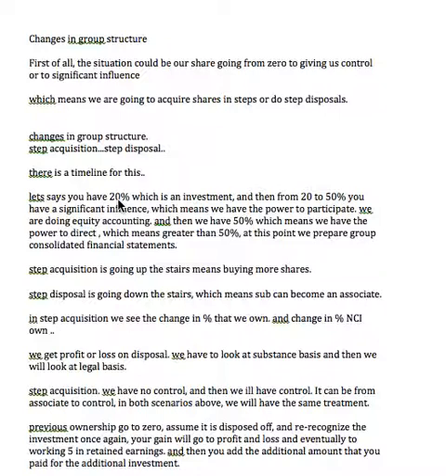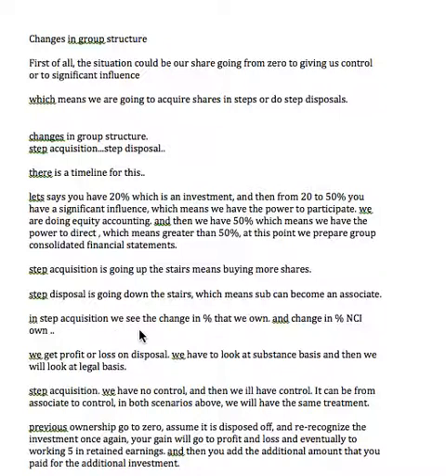Let's say you have 20%, which is an investment, and then from 20 to 50% you have significant influence, which means we have the power to participate. We are doing equity accounting, and then above 50% we have the power to direct. At this point we prepare group consolidated financial statements. Step acquisition is going up the stairs, meaning buying more shares. Step disposal is going down the stairs, which means a subsidiary can become an associate.